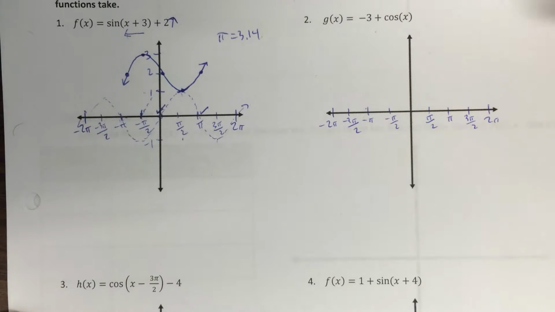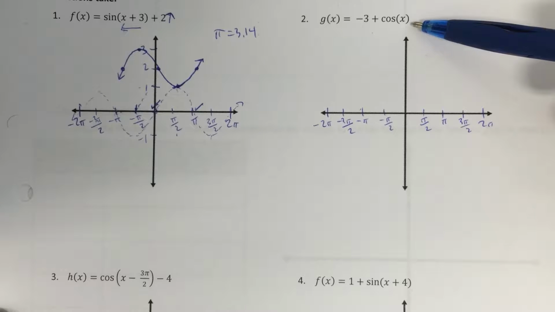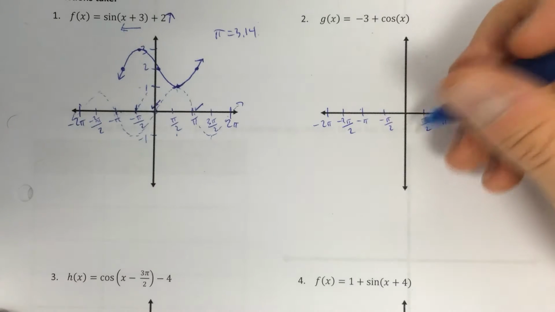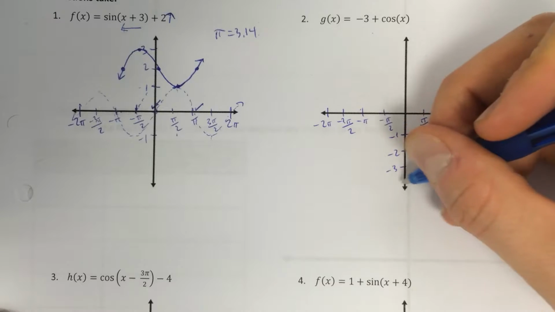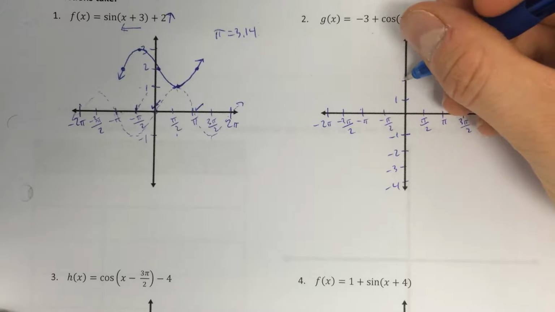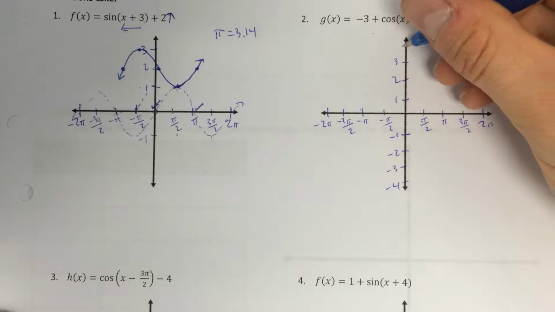But here we're subtracting 3, so we know the smallest value of our cosine function is negative 1. So I'm going to need to at least go down to negative 4, sorry. So I'm going to do that in that direction, 2, 3, 4.